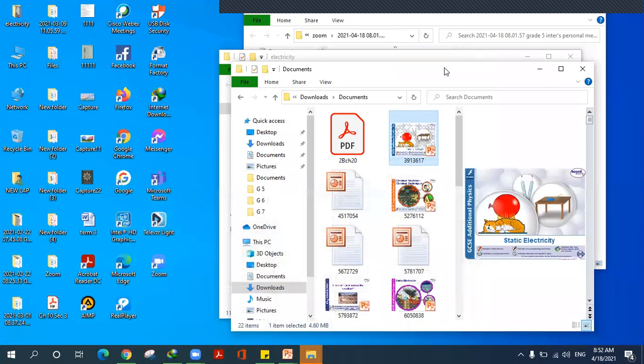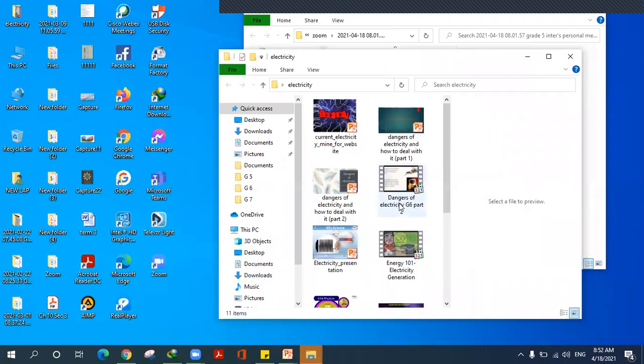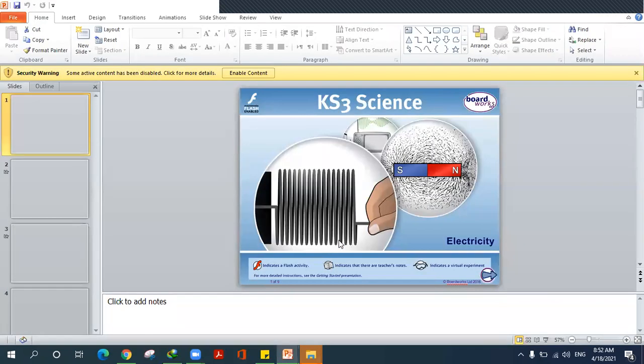So again, static electricity is standing still, it's not moving. We have another type of electricity, which we call current electricity. And current is actually the moving electricity through wires, the one we have in homes.